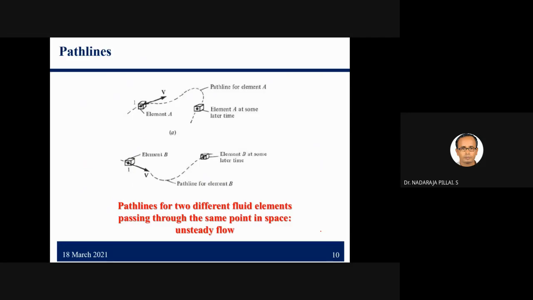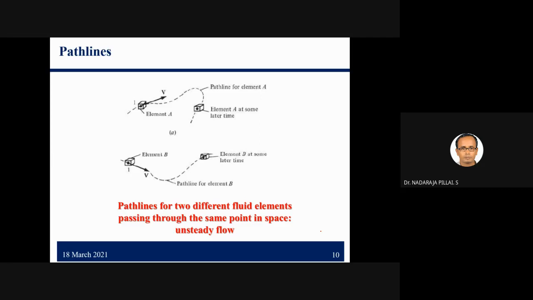Now we will discuss pathlines, right? Normally, whenever we do some analysis, we used to say how the flow is going and where the flow is going. If you want to answer this question, we can draw the diagram of the pathlines and streamlines, and then we can describe, oh, this is the way the flow is going, right?